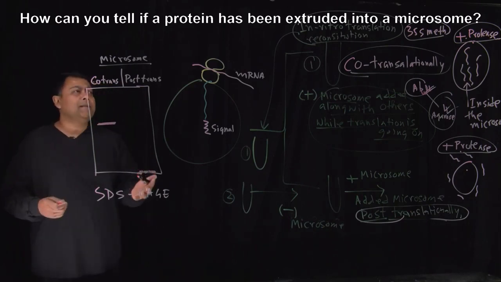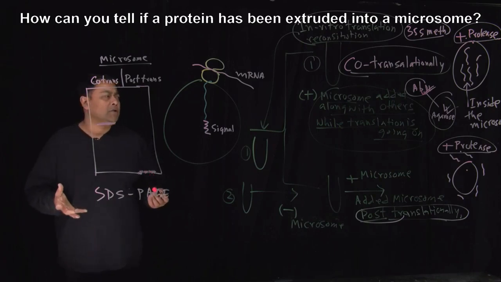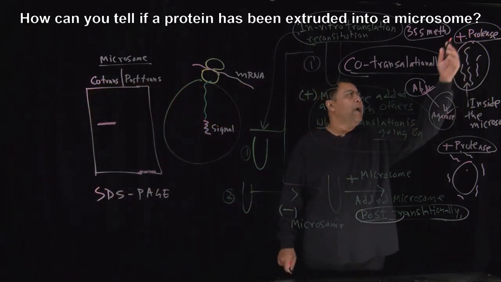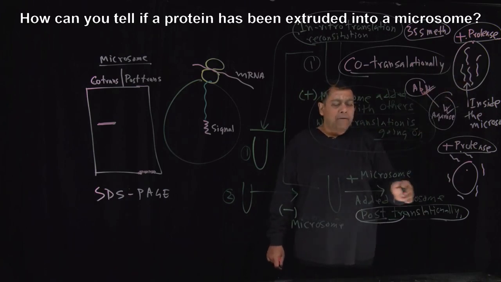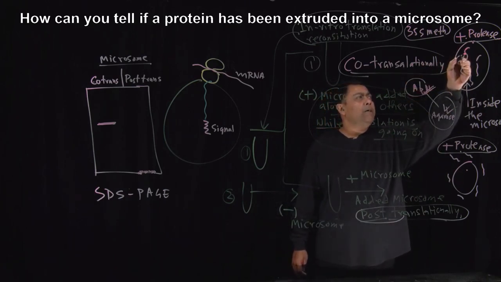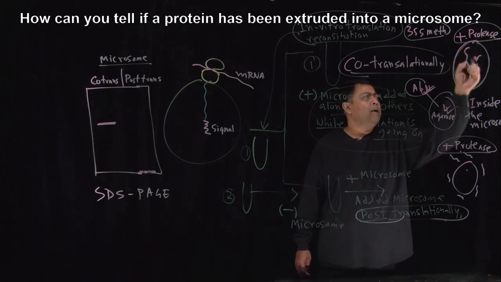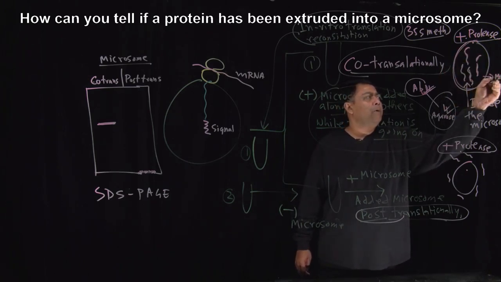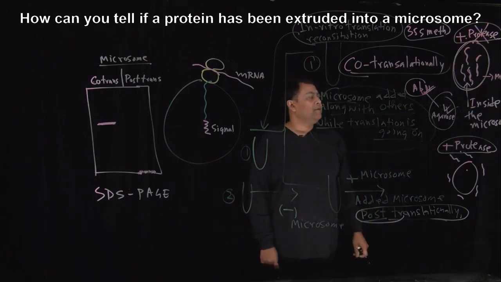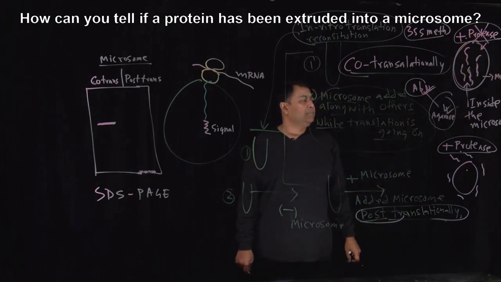So this experiment tells you that the protein has been extruded into the microsome. How? The reason for this is that you have added the protease after the reaction. Only if the protein is inside the microsome, protected by the membrane, is it protected from the protease. Protease does not have any effect on that because the protease cannot penetrate through the membrane of the microsomes.